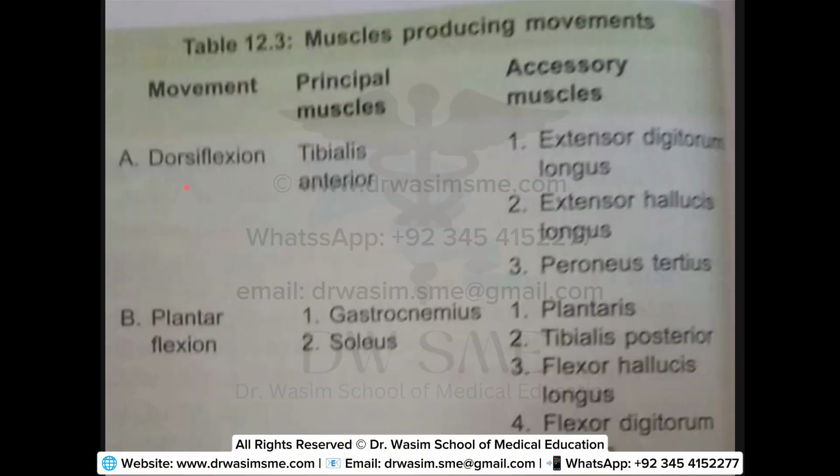So these are the muscles. For dorsiflexion, the principal muscle is tibialis anterior. And for plantar flexion, we have the posterior compartments, gastrocnemius and soleus. You do not need to know the accessory muscles, but if you know that the rest of the anterior compartment is responsible for dorsiflexion, and muscles of the posterior compartment of the leg are responsible for plantar flexion.